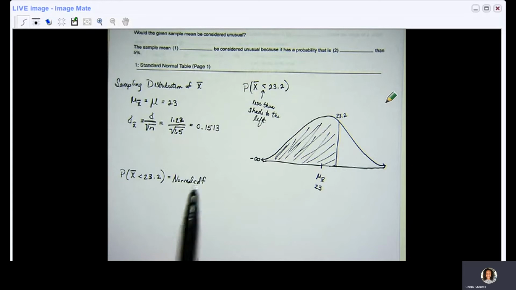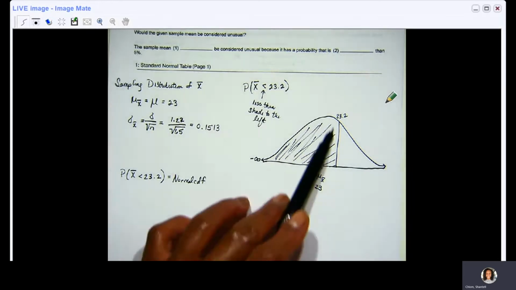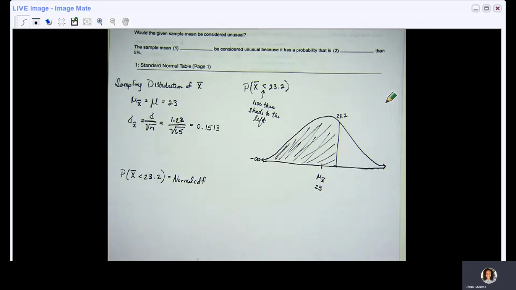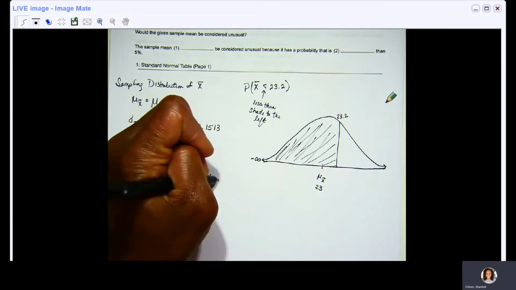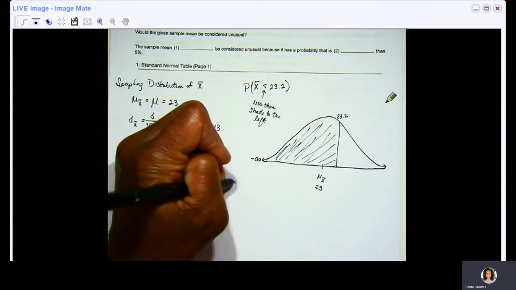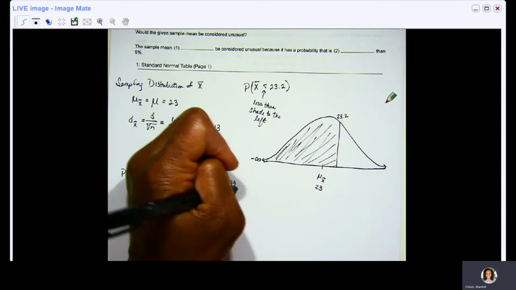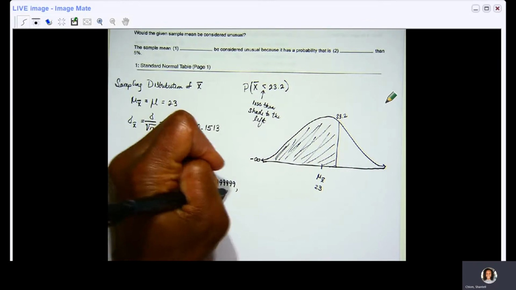When using the calculator, we use normal CDF, normal cumulative distribution function, because we're talking about this cumulative area under the curve. All right. I have to tell the calculator what my lower bound is. Remember, the lower bound is your left bound. So what's on the left side bounding this shaded region would be negative infinity. And I use negative 999 to represent negative infinity. So that's my lower bound.